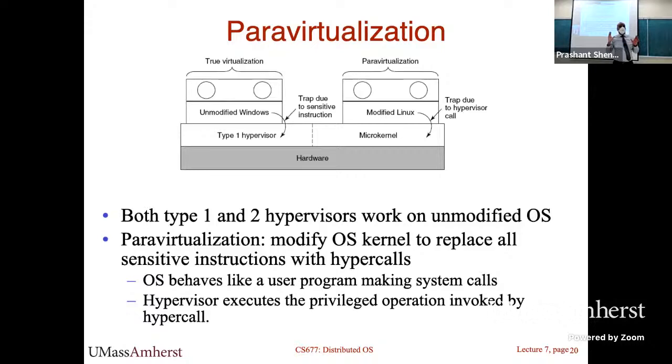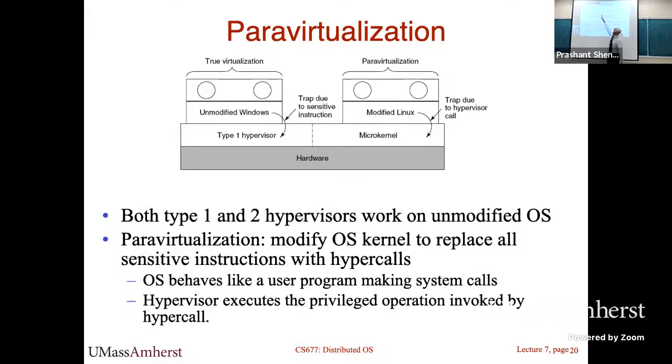So this is still the same old hypervisor. It is just that you cannot run unmodified operating systems, because there is no way the unmodified OS will trap to the hypervisor, because the underlying processor does not support it. So you run modified operating systems where you replace all the sensitive instructions with hypercalls. Okay, so that is called paravirtualization. So you will see the modified Linux, and this is essentially paravirtualization.